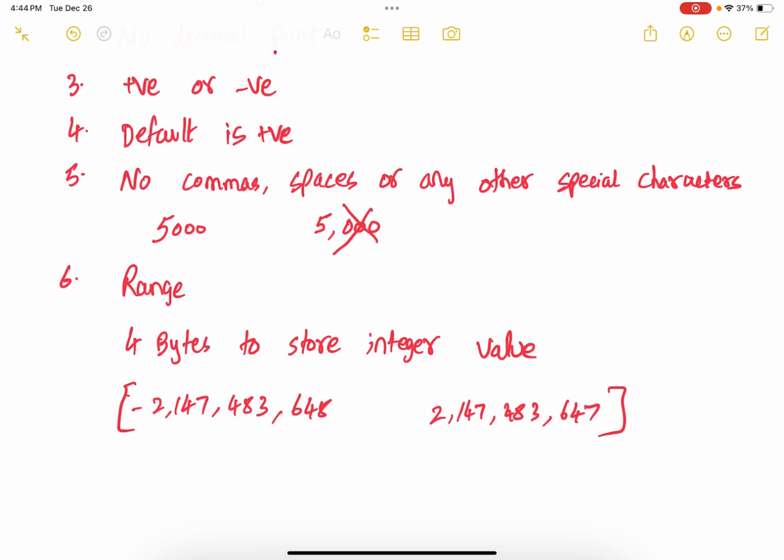So, how this range came up using 4 bytes is something you will study in this course and also in the digital design course.